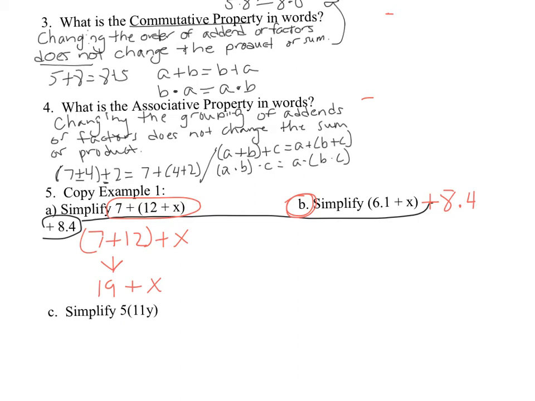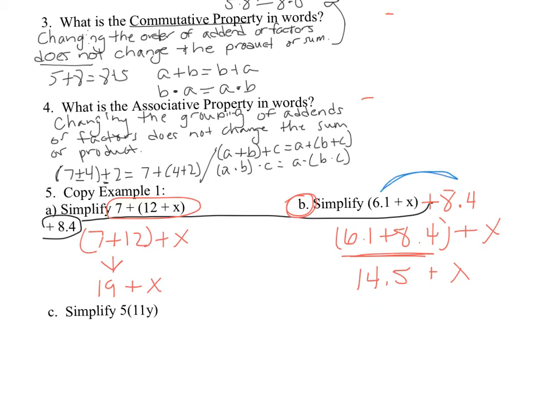We're going to look at that by changing the order, 6.1 plus 8.4, put that into parentheses, plus x. Okay, so now using the associative property, we're going to combine these two, 6.1 plus 8.4, well, that equals 14.5, plus x.